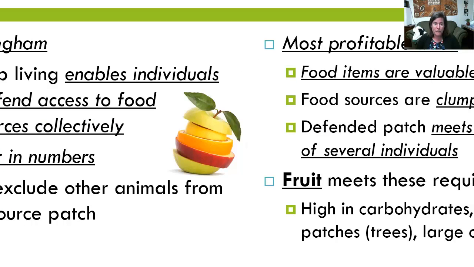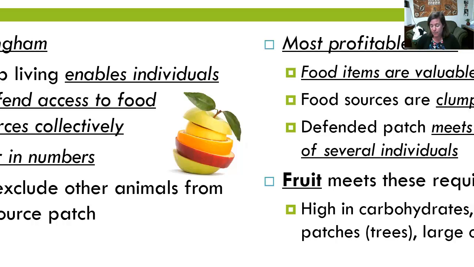The resource defense model was first developed by Richard Wrangham. Wrangham believes that group living is beneficial because it enables individuals to defend access to food resources collectively. Wrangham's model is based on the simple idea that there's power in numbers: the larger the group, the more individuals there are to defend that resource. Larger groups can exclude smaller groups from a resource patch.